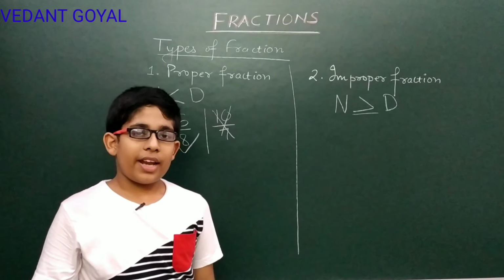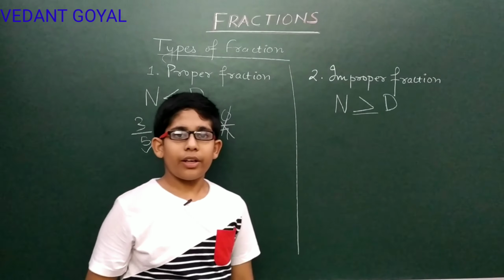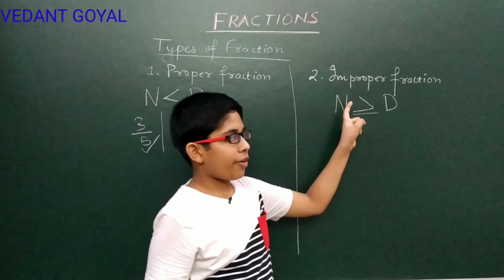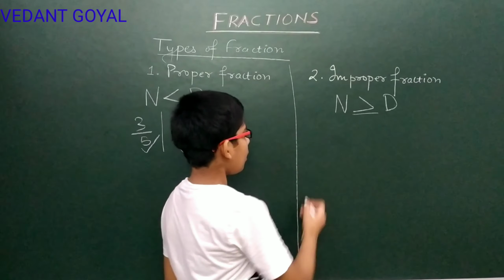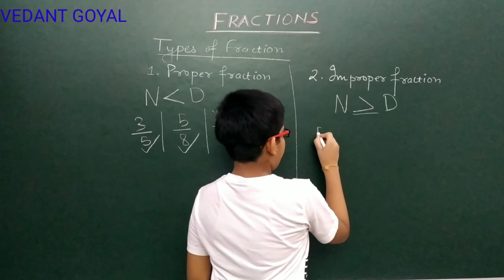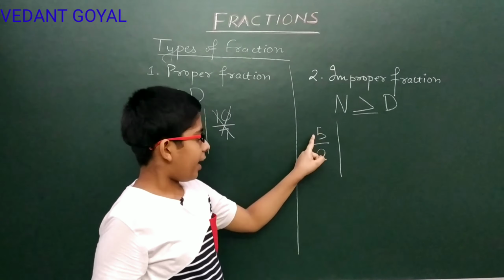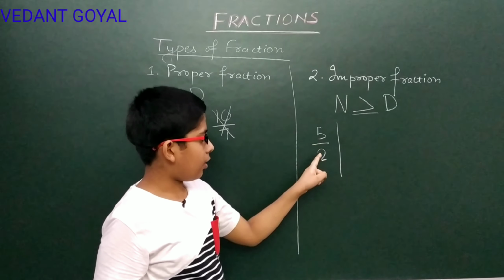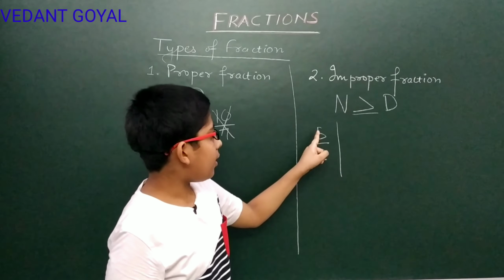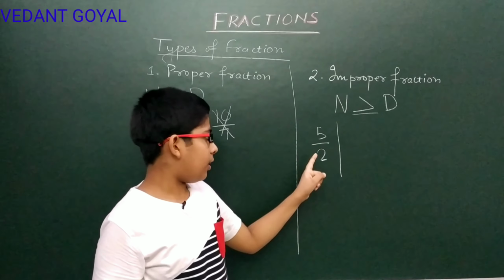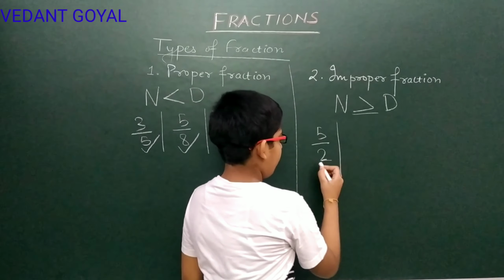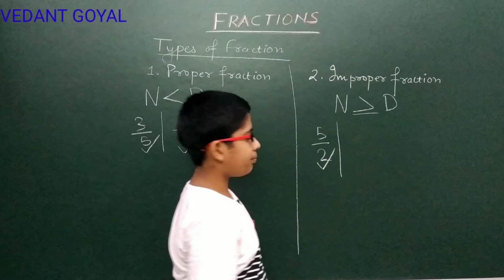Okay, let's take an example and check whether it is an improper fraction or not. Let's take 5 by 2. You can see here that 5 is greater than 2. So here the numerator is greater than the denominator. So yes, it is an improper fraction.